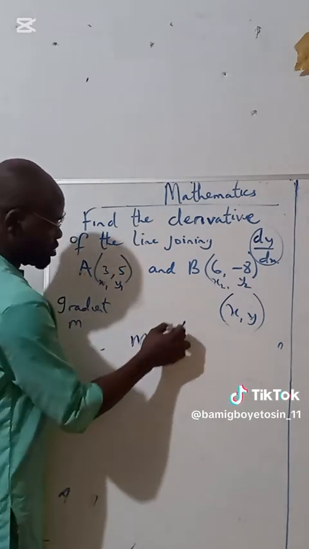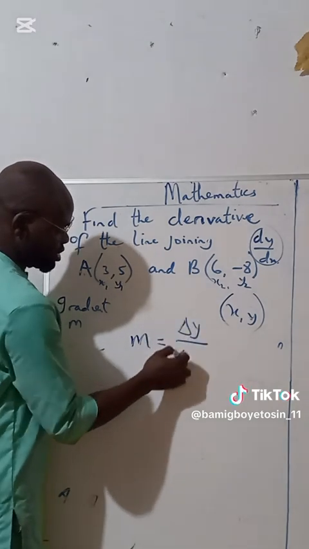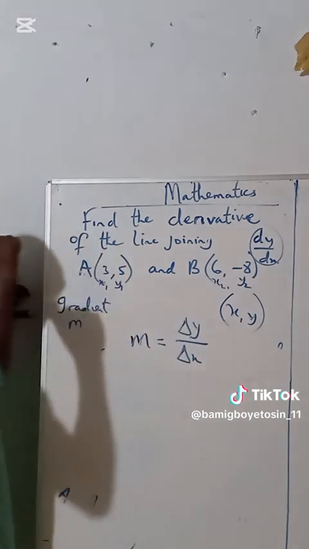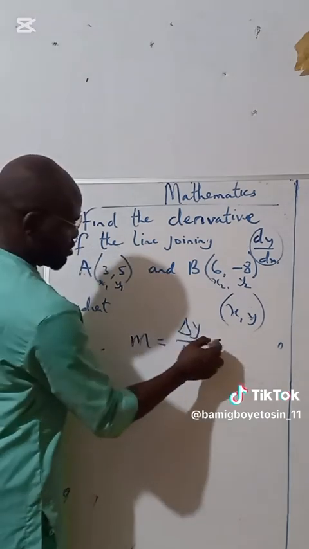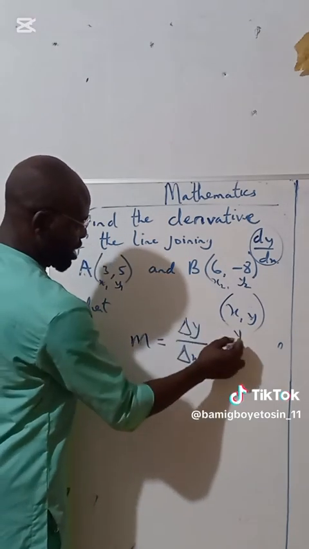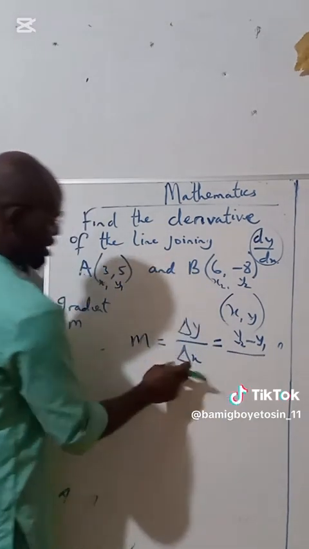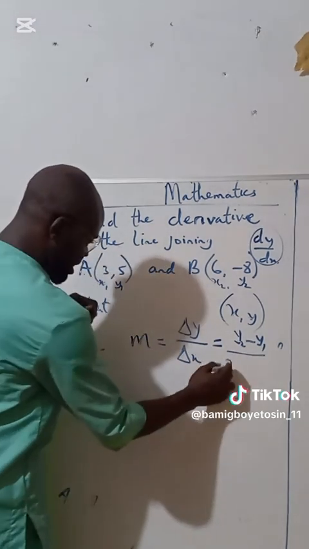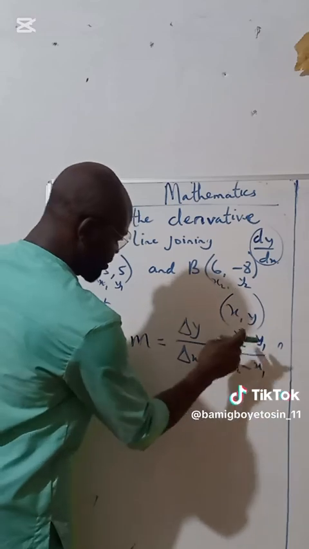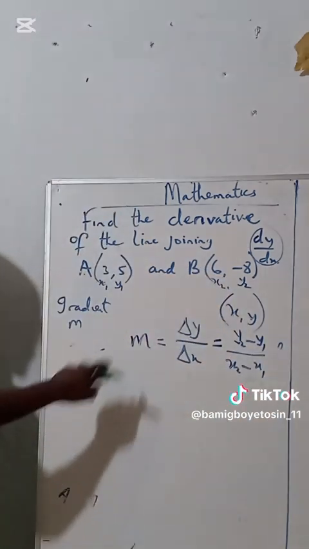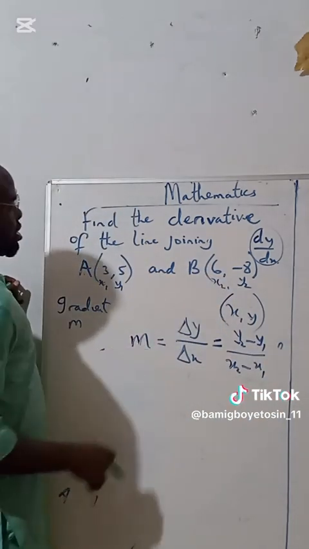So change in y divided by what? Change in x. So that gradient is now your change in y, which means y2 minus y1, over change in x, which also means x2 minus x1. So that's our slope or gradient for a straight line.